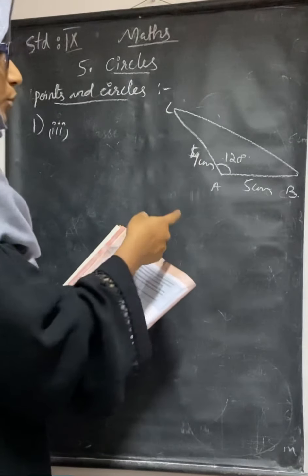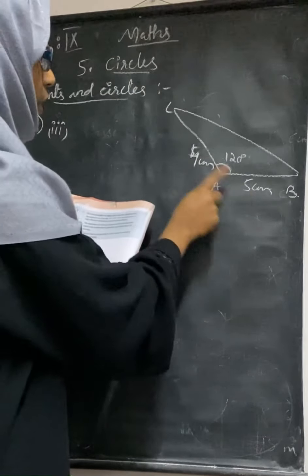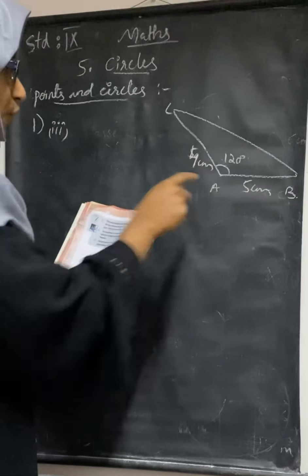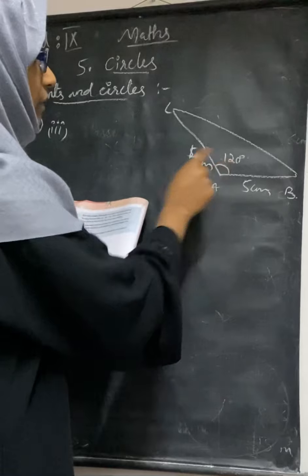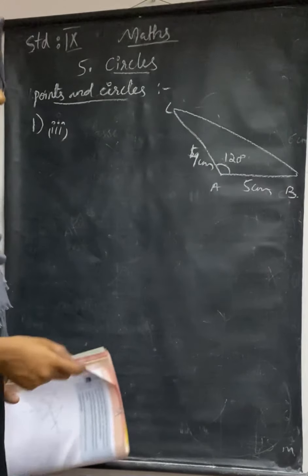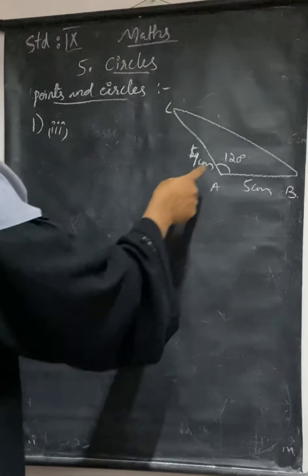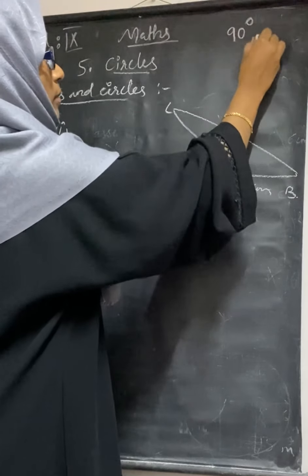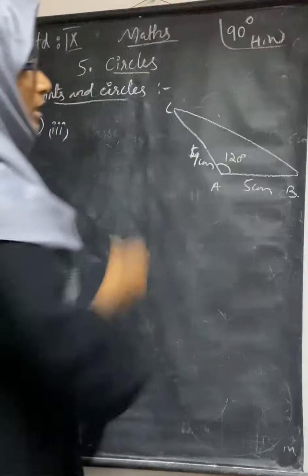Now the third one I am going to do now. 4 and 5 only. If you want to change this one, no problem. 4 you can take here, or 5 you can take here. So with 4 and 5, the angle in between will be 120 degrees. There also you have to draw the circumcircle. So 90 degrees I am giving as homework. So this you have to do as homework.